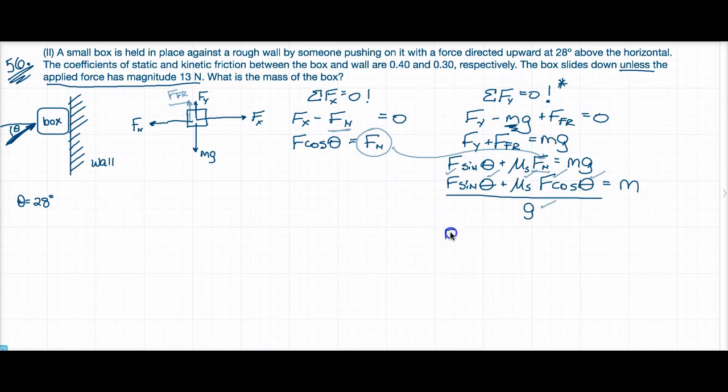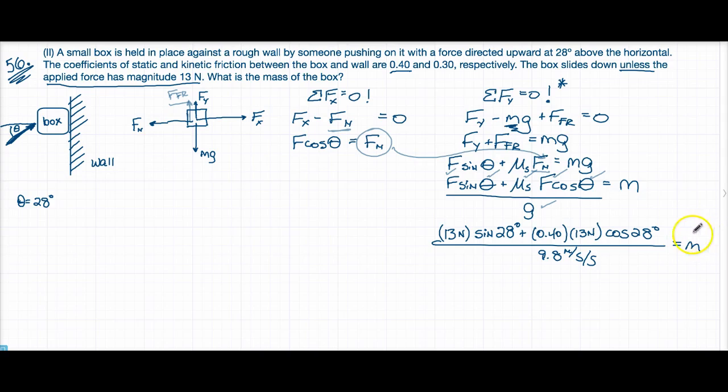F becomes 13 newtons. I'm going to multiply that by the sine of the angle 28 degrees. I'm going to add to it the coefficient of static friction. Static is the larger one. It's going to be 0.40 times the force of 13 newtons times the cosine of the angle 28 degrees. And I have to divide all of that by 9.8 meters per second squared. There's my expression for mass once I've substituted my numbers in. And for problem number 56, I get 1.1 kilograms once I put all of that into my calculator.